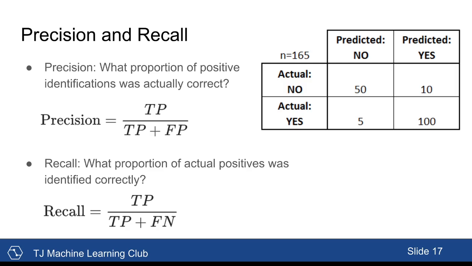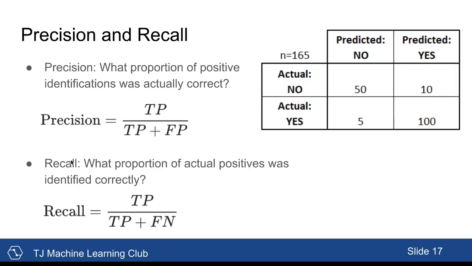So what you want to do with these confusion matrices is determine the precision and recall. Precision is essentially asking this question: what proportion of our positive identifications were really correct? The formula would just be you take your true positives and divide that by the true positives plus the false positives. So in this case, our true positives would be 100, and true positives plus false positives is 110. So our precision is 100 out of 110, which is fairly accurate.